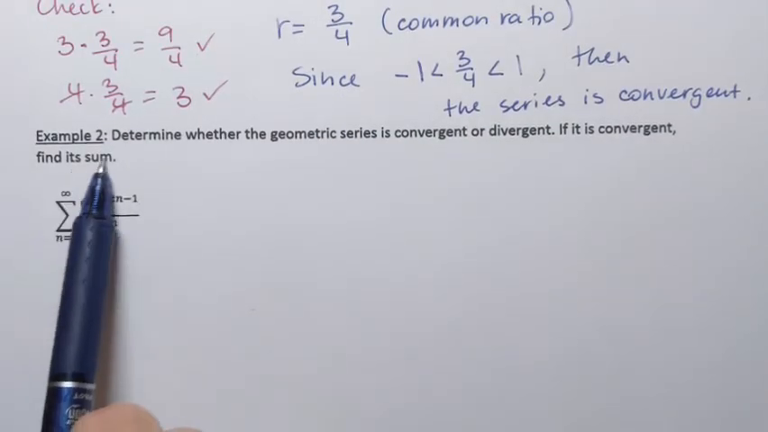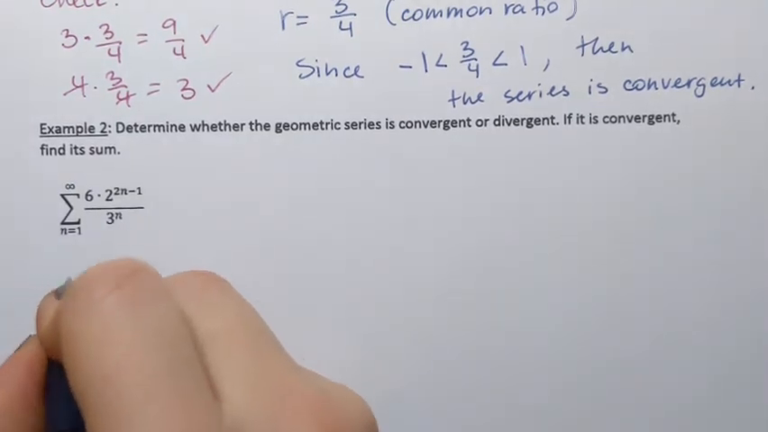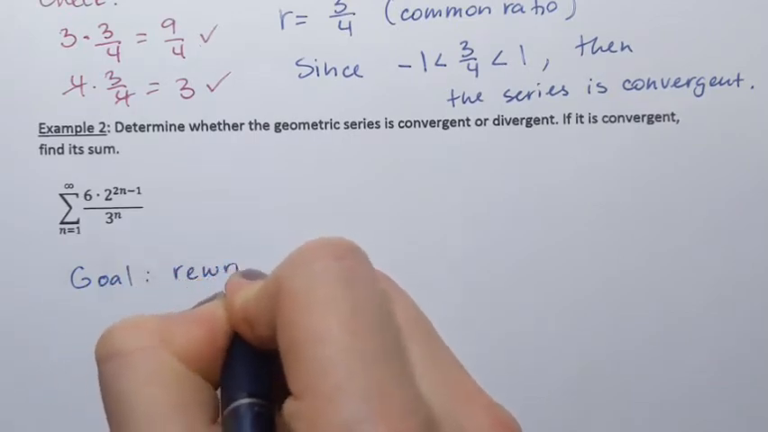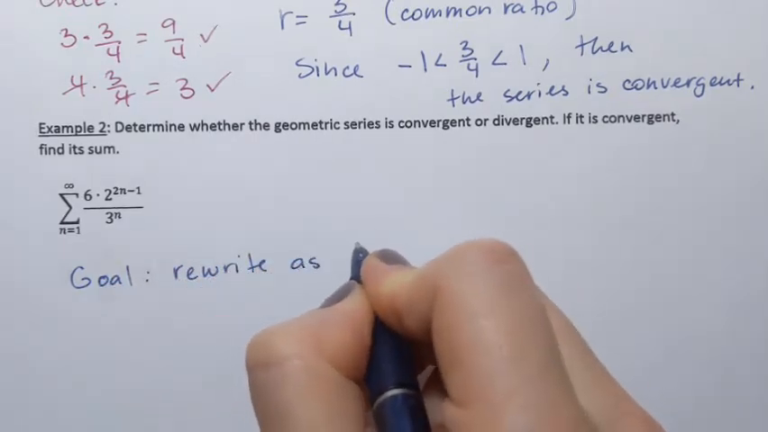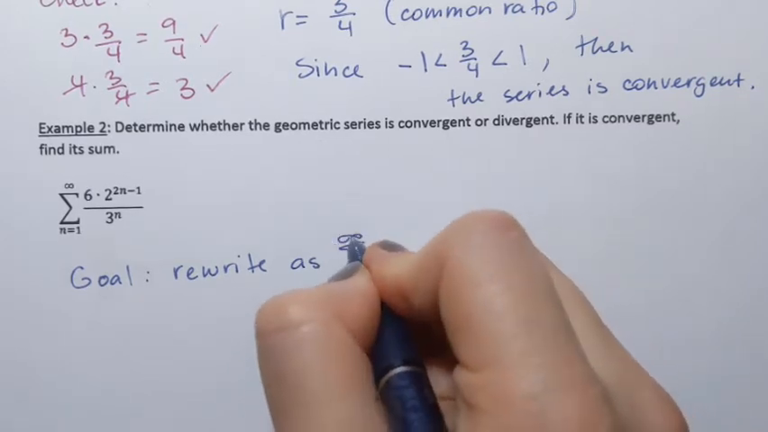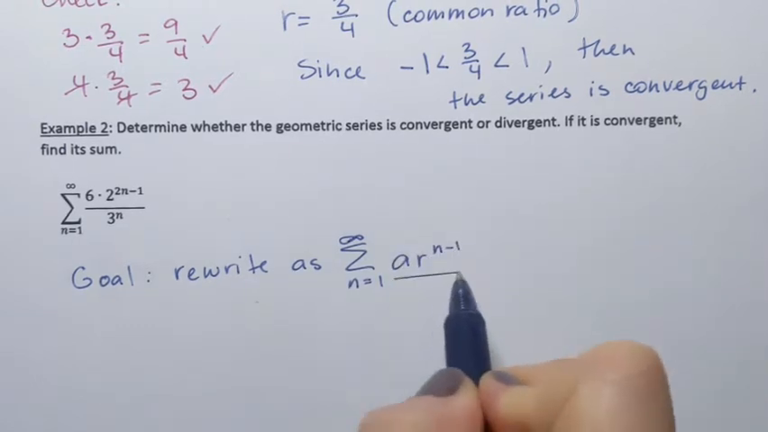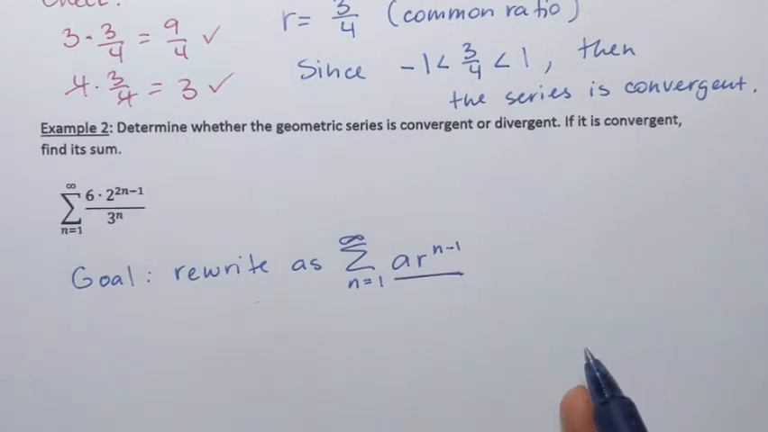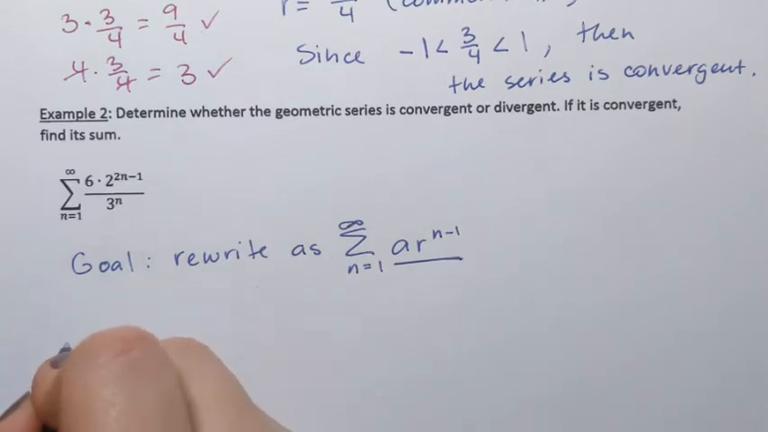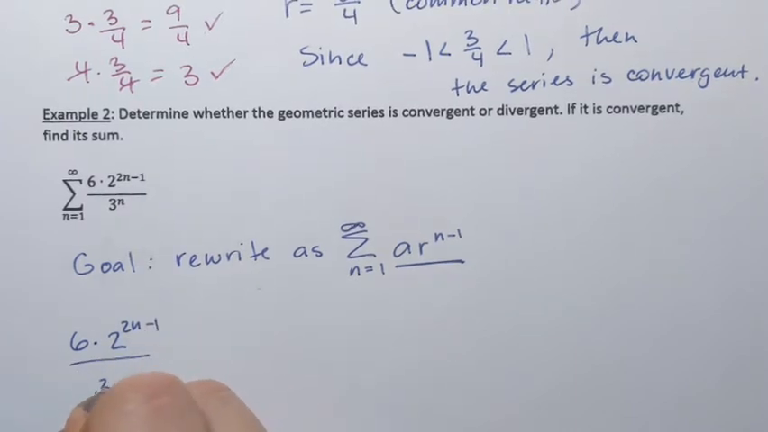So obviously we don't have our series in that form yet. So our goal will be to put it in that form. So I'll say goal, rewrite as sigma with n from 1 to infinity, A R to the power n minus 1. So that's the part that we need to obtain, A R to the power n minus 1. So I'm going to work on just the expression inside sigma. So I'm going to rewrite it: 6 times 2 to the power 2n minus 1 over 3 to the power n.